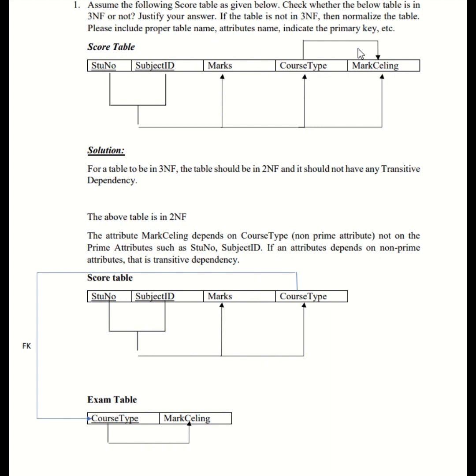Move it into a separate table. Can you see exam table? Course type uniquely determines the mark ceiling. And then the rest, student ID number and subject ID number, it uniquely determines the mark and then the course type. Okay, so this is the student score table. Okay, so there is a reference here. Course type in the score table, it's a foreign key that uniquely references the course type in the exam table. The reference, primary key, foreign key references.